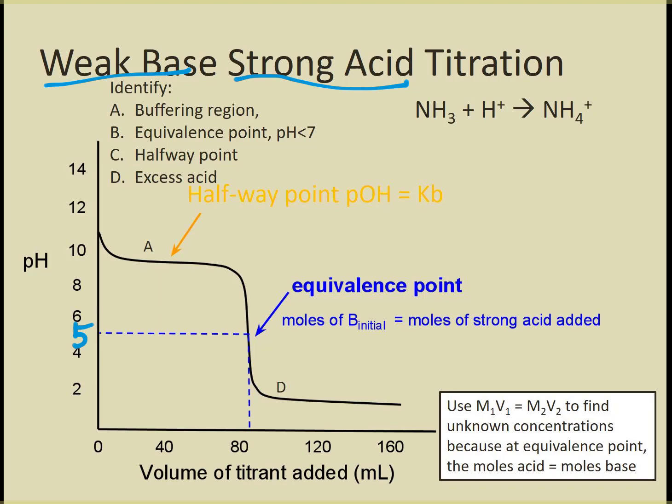So here's all the points. So we have buffering going on here. We have one drop adding and then it's going to this time swing wildly down. We can say our halfway point is at that 40. And so this time when I find the halfway point, it actually tells me this is my pKb because I'm starting with the base. So the halfway point, my pOH equals the pKb. I'm missing a P there. Okay, pKb. All right, so just kind of done the other way.